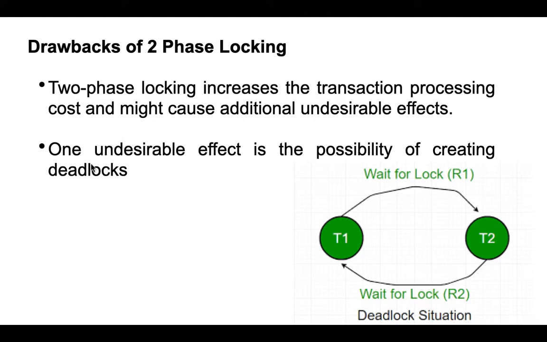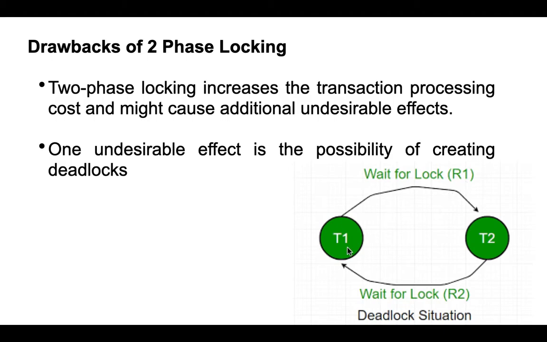Then another drawback is the possibility of creating deadlocks. So I'll just briefly explain what a deadlock is in the context of databases. Imagine we have two transactions, T1 and T2, and both are following this two-phase protocol. T1 needs to acquire a lock on, say, R1. R1 is a data item like X and Y and Z. Say in this example R1 is a data item.